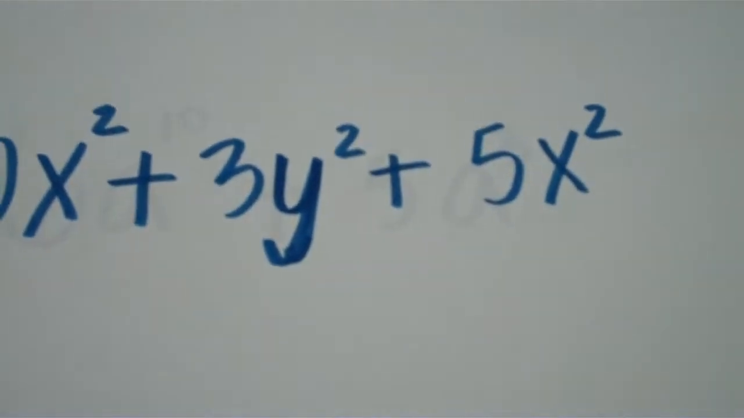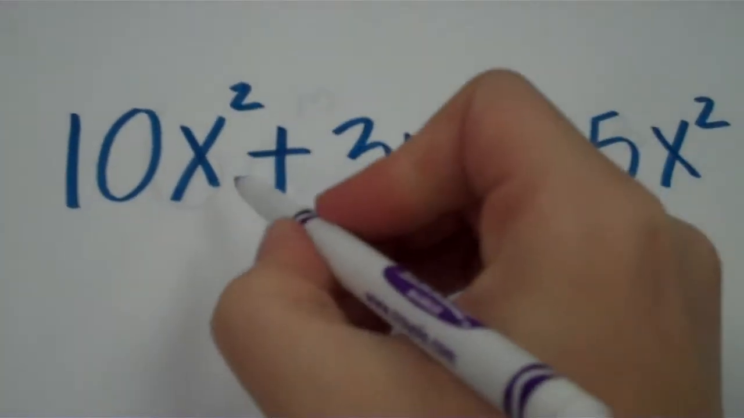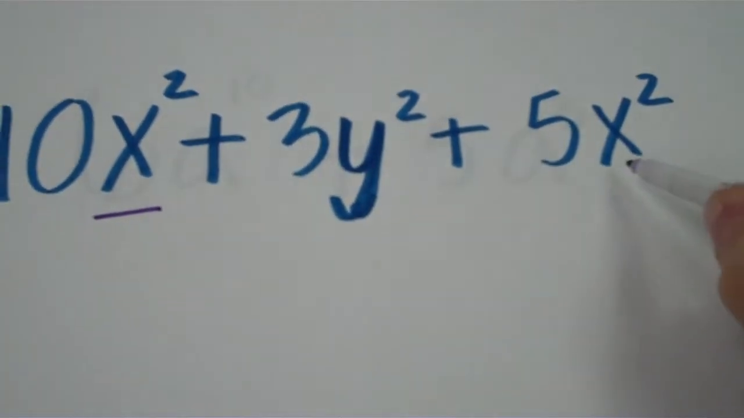Okay? You're also going to see a bunch of things put together. So here I have an x squared, and here I have an x squared.